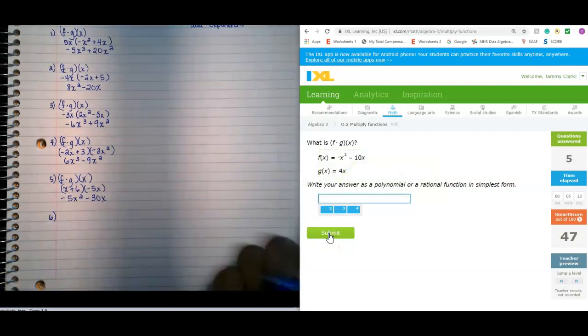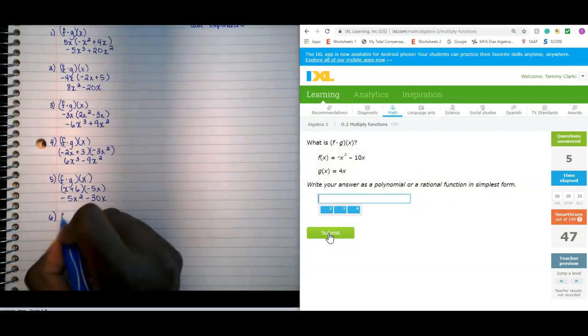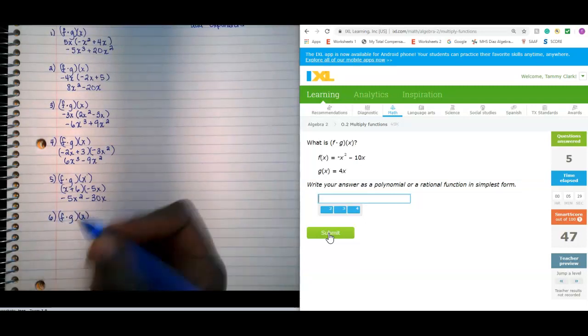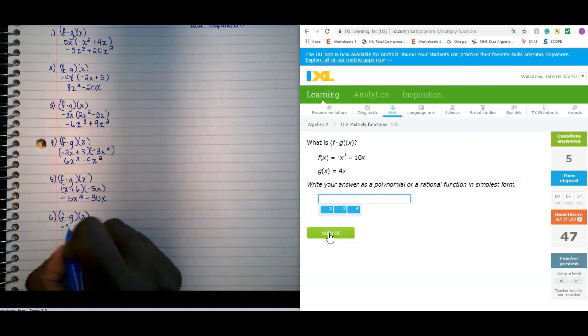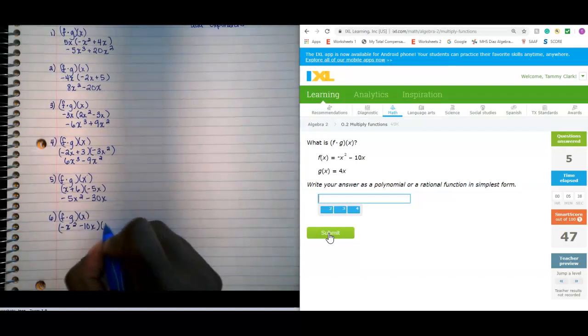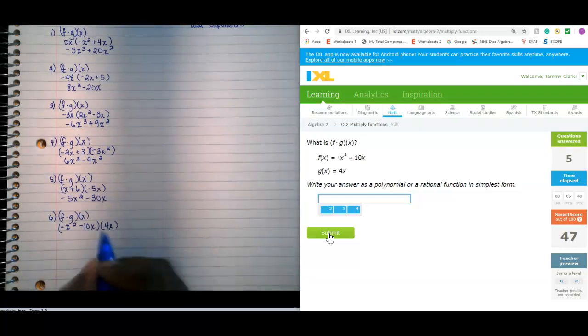Number 6. What is f of x times g of x? So we've got negative x squared minus 10x, and we're going to multiply that by 4x. Well, 4x times negative x squared would be negative 4x cubed. Negative 10 times positive 4x would be negative 40x squared.